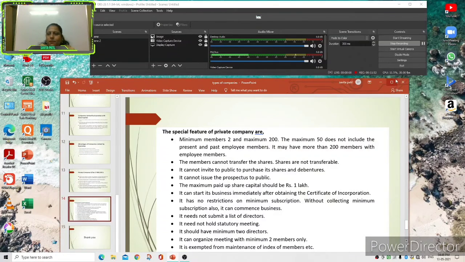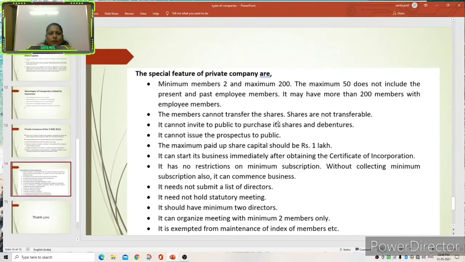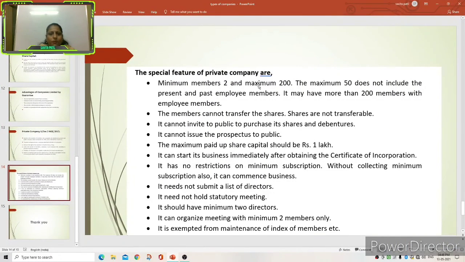Let us see the special features of the private company. Minimum members are 2 and maximum 200. The members cannot transfer their shares. It cannot invite the public to purchase its shares and debentures. It cannot issue a prospectus to the public. The minimum paid up share capital should be 1 lakh.